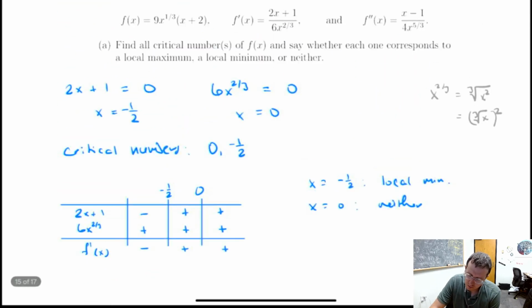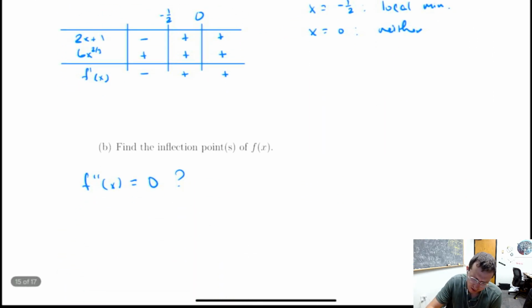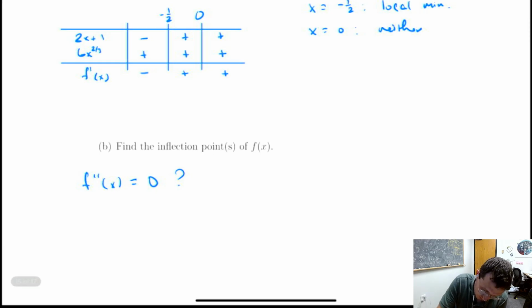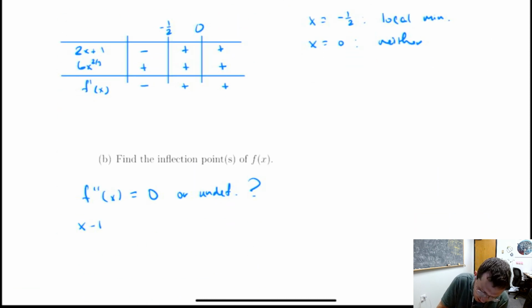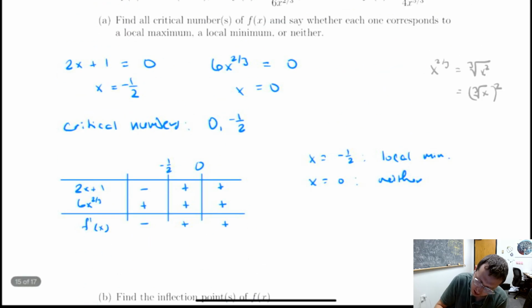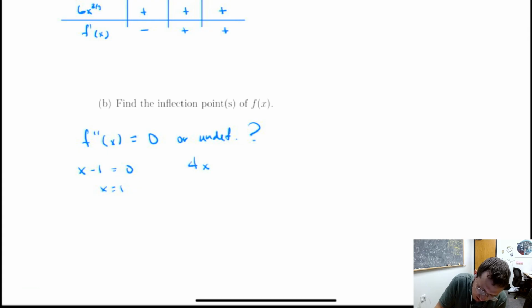So the second derivative was x minus 1 over 4x to the 5/3. And once again, a critical number could happen not just where the second derivative is 0, but also where it's undefined. The second derivative will be 0 if x is 1, and the second derivative will be undefined if the denominator is 0, which happens when x is 0.